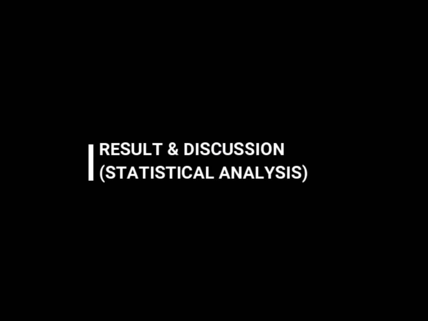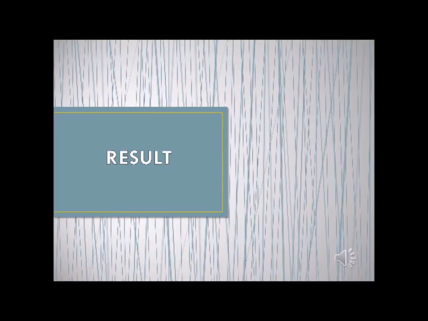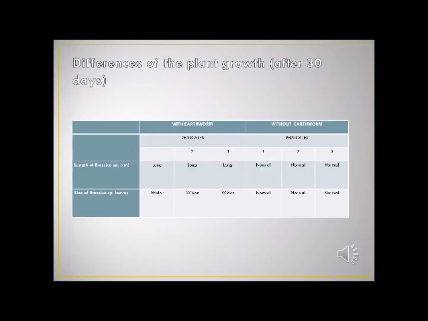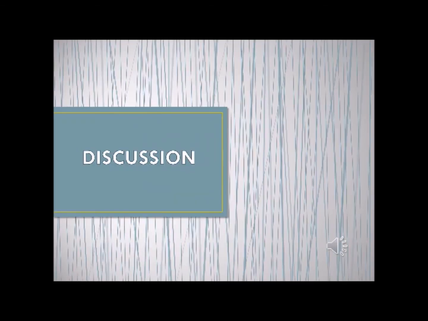Discussion, and statistical analysis. This is the result of the experiment. So here we can see the differences of the plant growth after 30 days, with earthworm and without earthworm, with 2 pots and 3 replicates each. This is the discussion of the experiment.